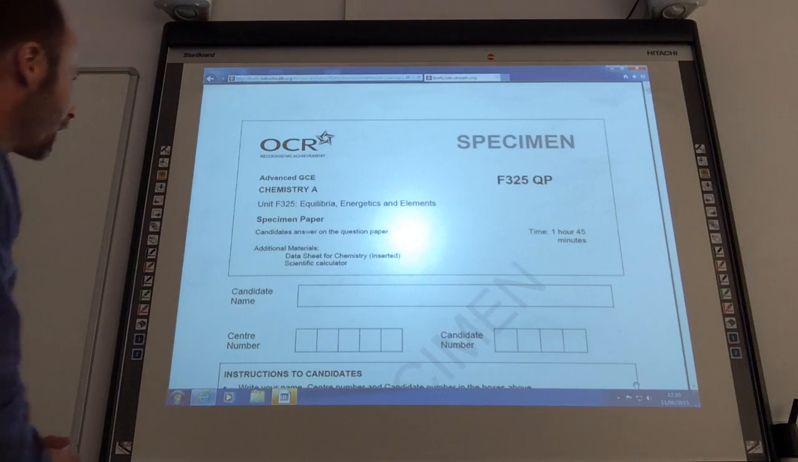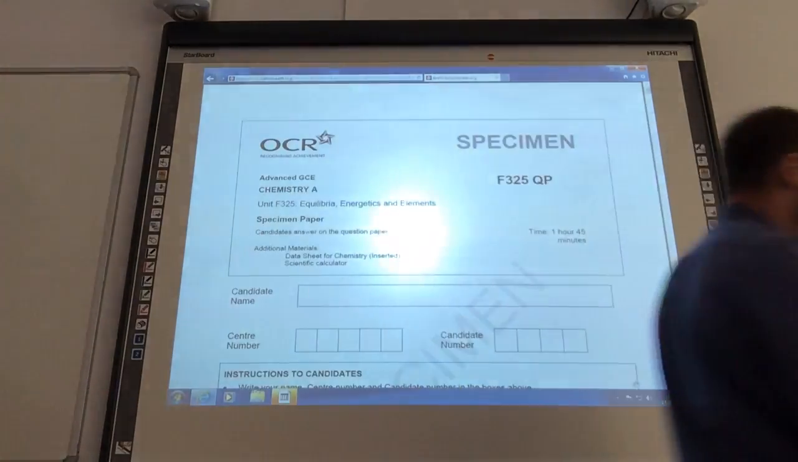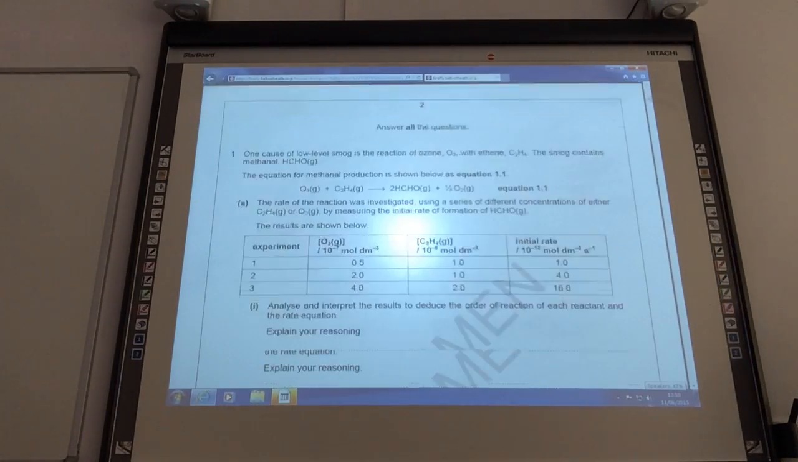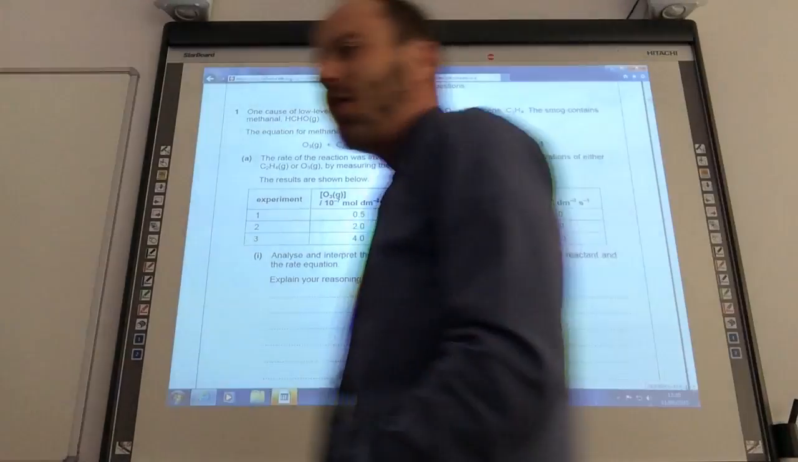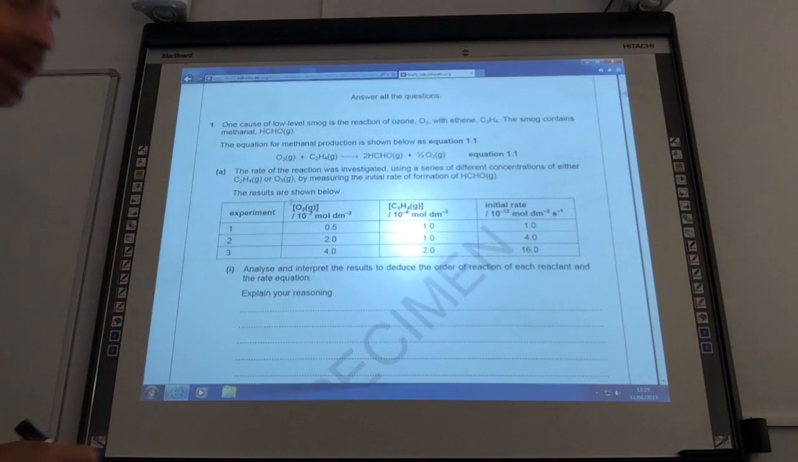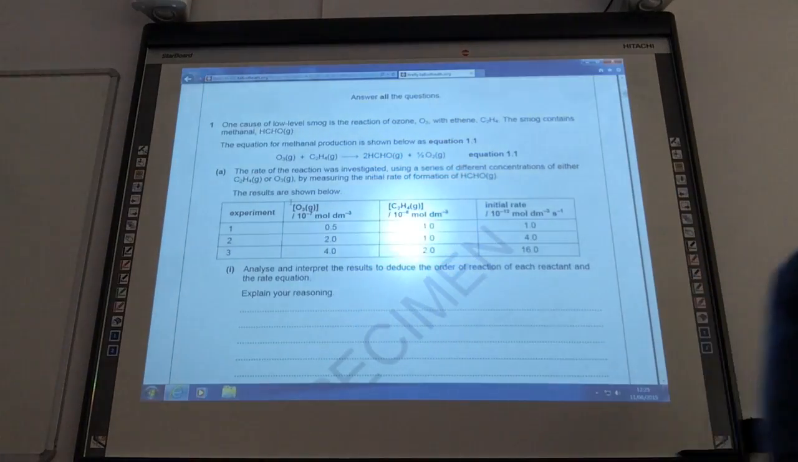Right, today we're going to go through the specimen paper for Equilibria, energetics and elements. So this is a slightly unusual paper. As you know, the papers do change over the years, but it's good practice for us anyway. So let's kick off with question 1. This is a nice rate question that we're going to look at.